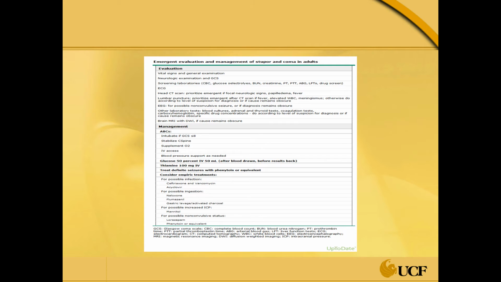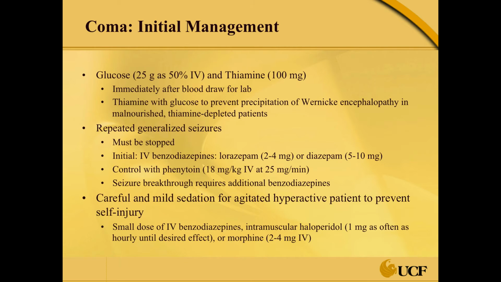And notice your ABCs here, that you're going to intubate if the GCS is less than 8. You've heard me say that before. If the GCS is less than 8, intubate. Stabilizing of the C-spine, giving supplemental O2, getting IV access, and then supporting blood pressure. All these things are going to be very, very important. All right, so you can look at the rest of that on your own, but again, this is a really good table that Dr. Reichman took from UpToDate that I decided to keep in the presentation.